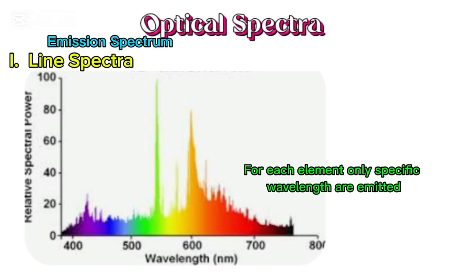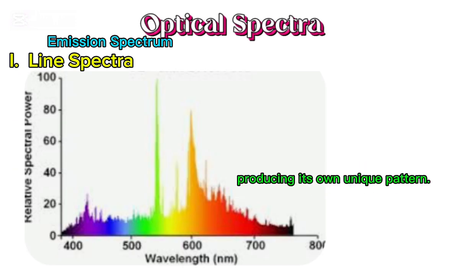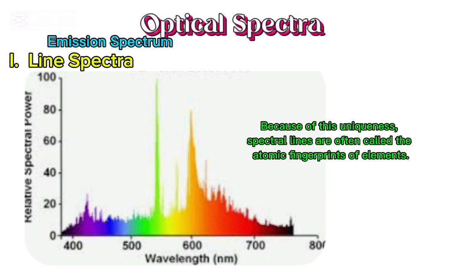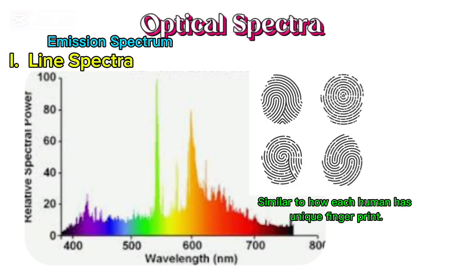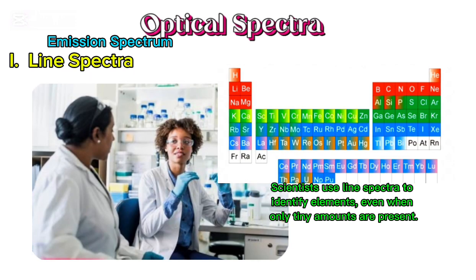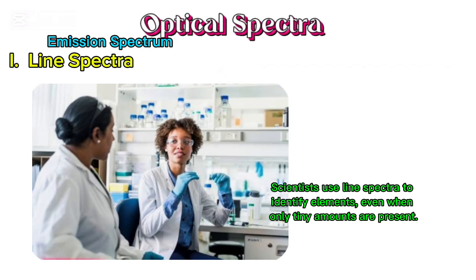For each element, only specific wavelengths are emitted, producing its own unique pattern. No two elements have exactly the same line spectrum. Because of this uniqueness, spectral lines are often called the atomic fingerprint of elements, similar to how each human has unique fingerprints. Scientists use line spectra to identify elements even when only tiny amounts are present.